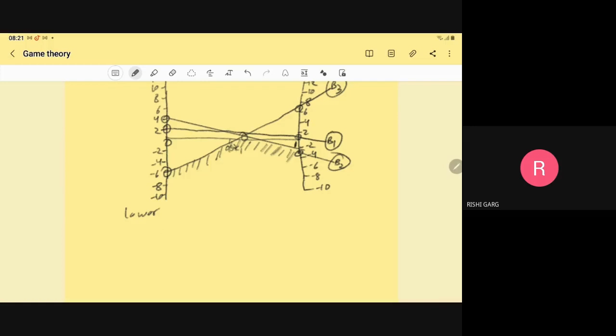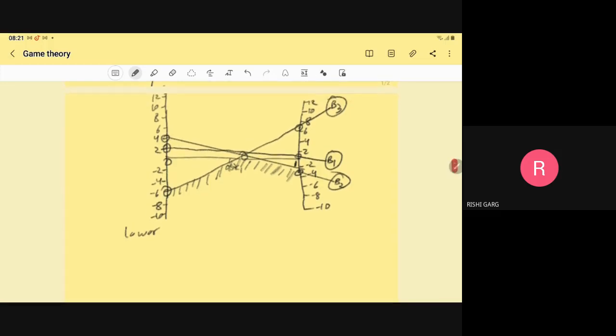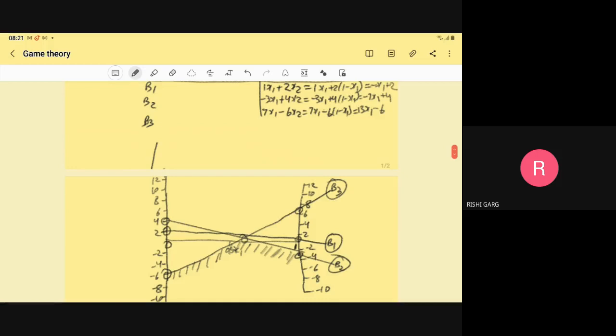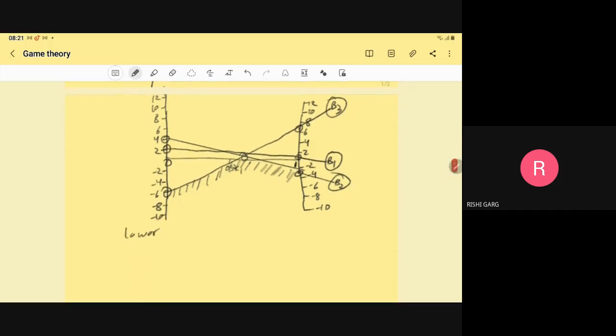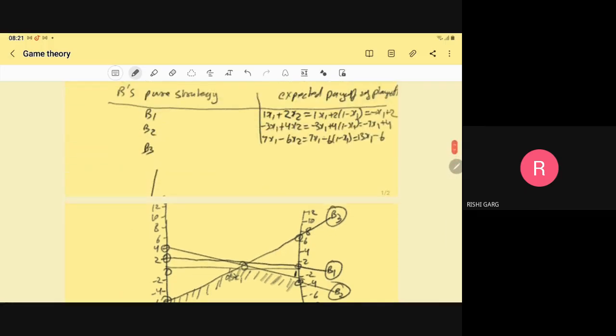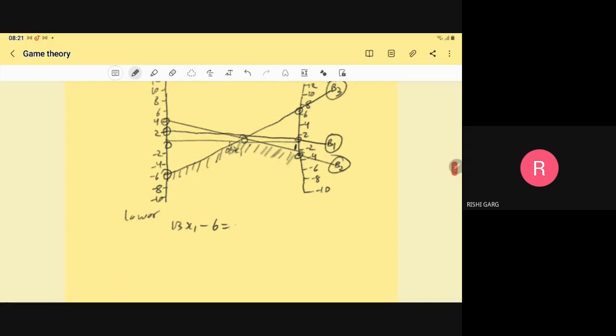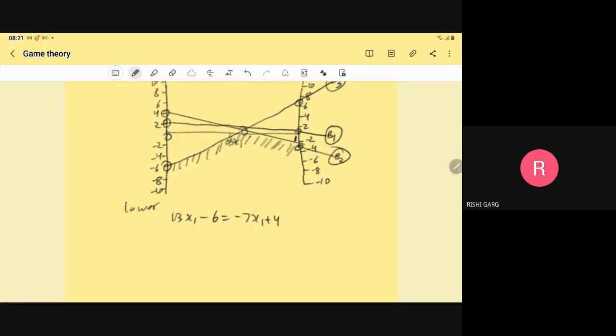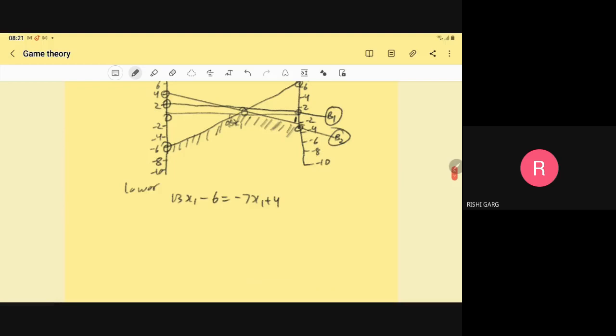So the lower envelope will be, right? So this is the lower envelope. Here we have the equation. If you compute the intersection point, B3 is 13x1 minus 6, and B2 is minus 7x1 plus 4. So when it will give you the point x1, here we have 20x1 is equal to 10. So x1 is equal to 1 by 2.